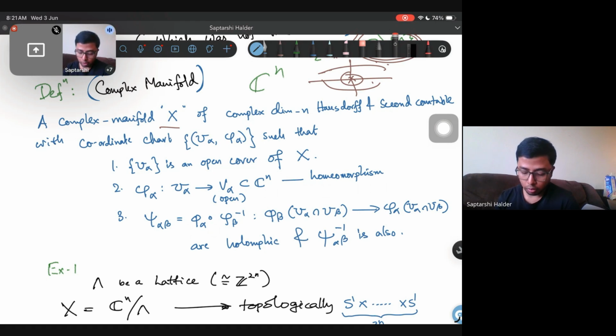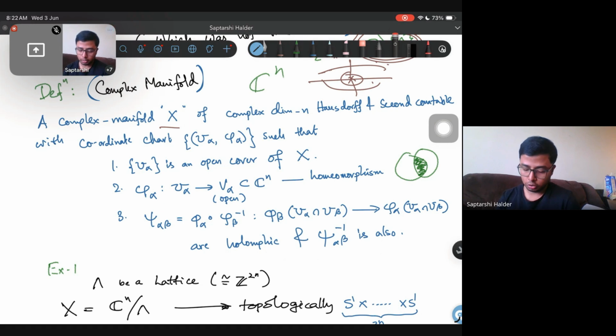So basically this psi alpha beta is phi alpha composed with phi beta inverse. Just observe, actually they agree on this intersection part. When we studied the real differentiable manifold, they were just smooth functions. But here we have an additional criterion, which is holomorphic. Okay, it is holomorphic, and its inverse is also holomorphic. It is C infinity, but we need the extra condition that it's holomorphic, and this inverse is also holomorphic.